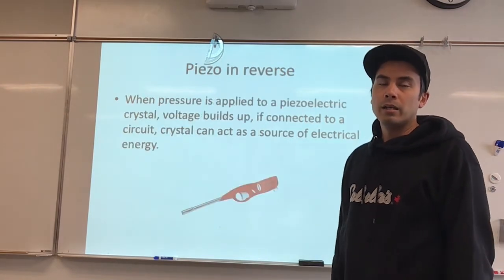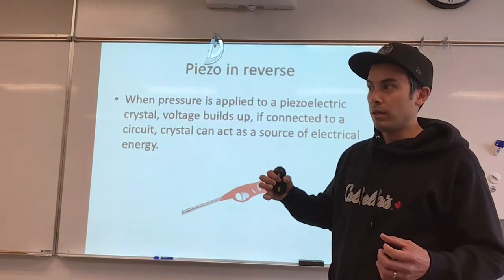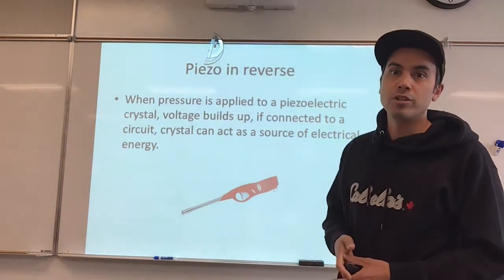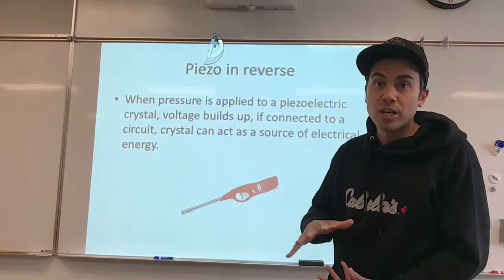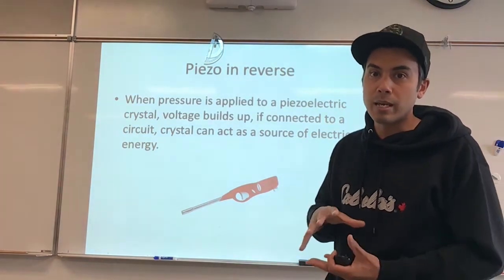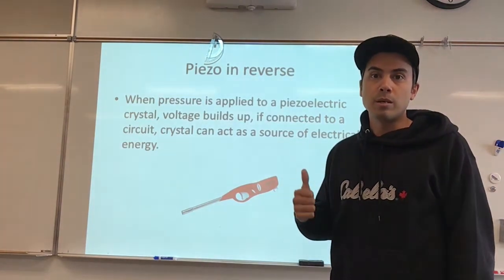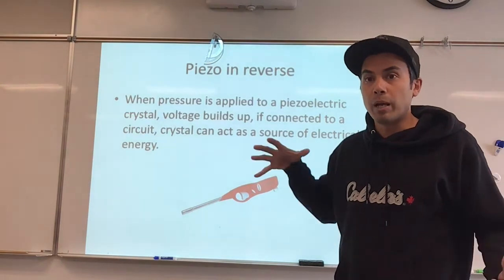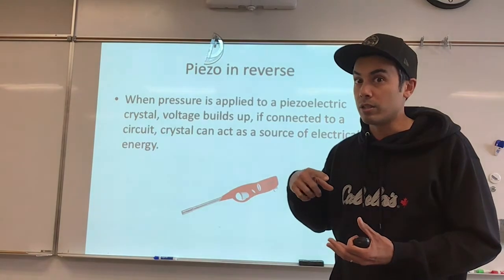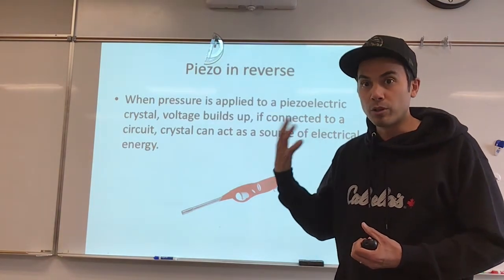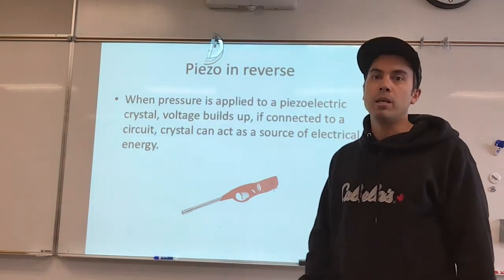Oppositely, if we apply pressure, maybe some mechanical energy, to that same crystal or that same type of material, we can create a current. So this is used in something like a barbecue lighter, where we apply pressure to that crystal, and if that crystal is connected to a circuit, we get some current flowing, and that's how these devices can make a spark.